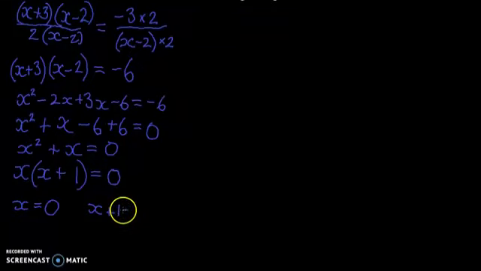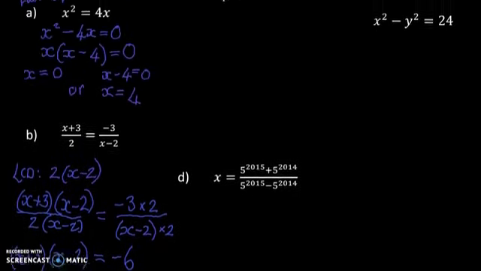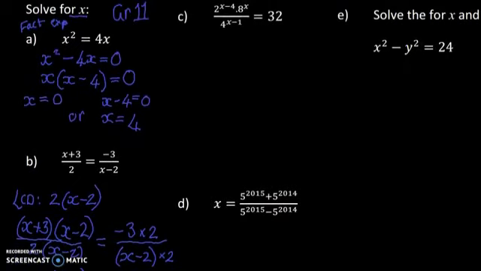Divide the two factors, in other words, the x and the x plus 1, into two different equations. So x plus 1 is equal to 0. That means x is going to be equal to negative 1. Our two answers then are x is equal to 0 and x is equal to negative 1. Let's move on up and go and see the next question.